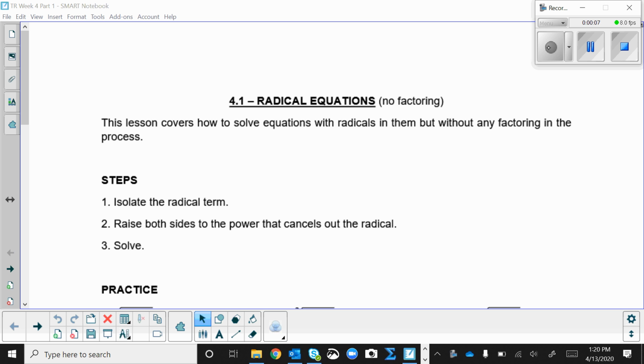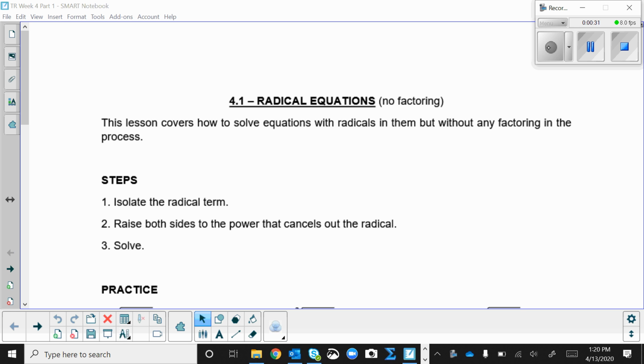This is lesson 1. The last few weeks we have been multiplying radicals. 2 weeks ago we just were practicing multiplying and simplifying them. Last week we practiced multiplying by doing distributive property one day and FOIL the other day. Today we're moving away from that and moving into solving equations that have radicals in them.